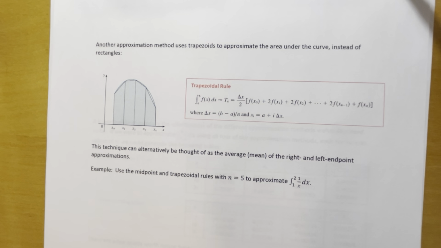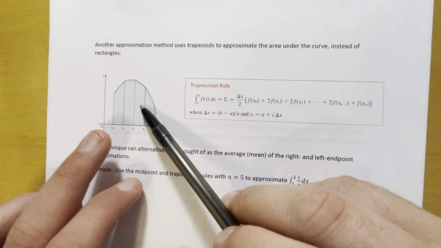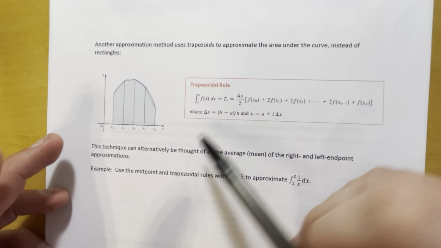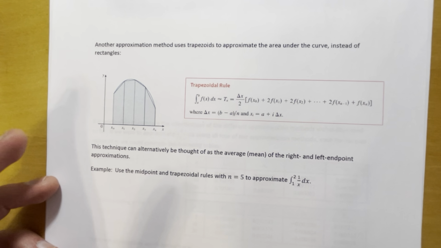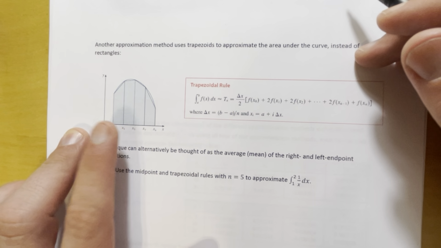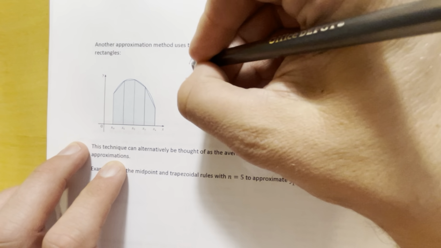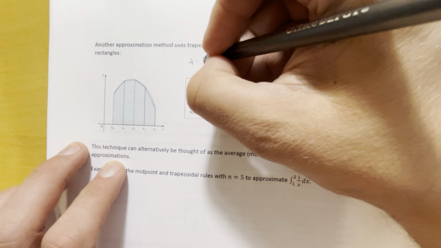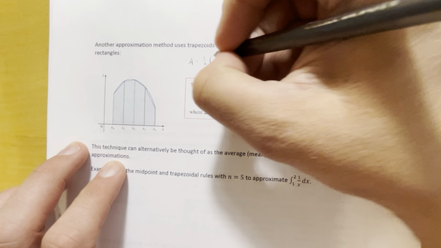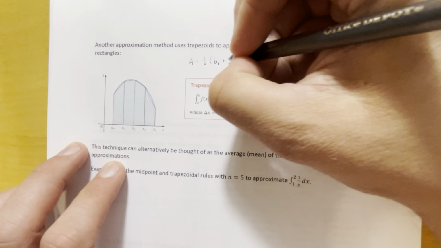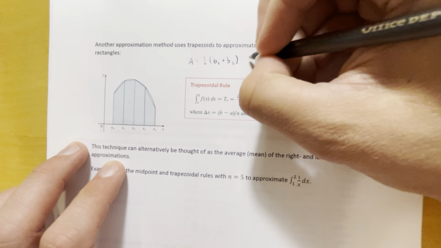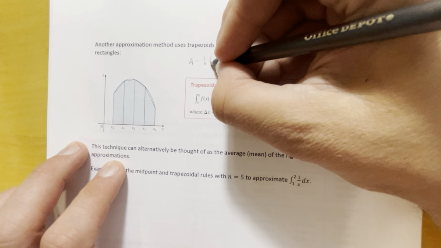In order to use this rule, though, you have to know how to find areas of trapezoids because we're going to add those up. So let's think about how that works. How do you find the area of a trapezoid? A trapezoid has an area of 1/2 times the sum of the bases, B1, B2, times the height.